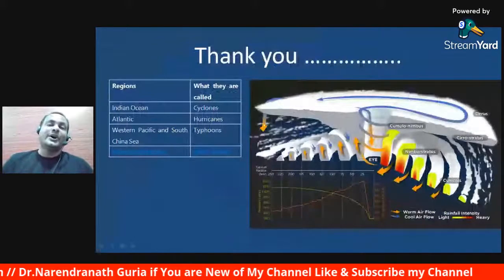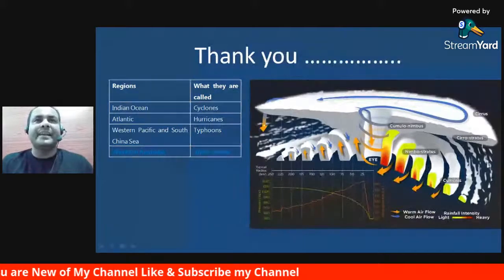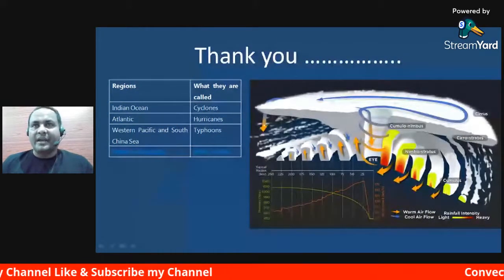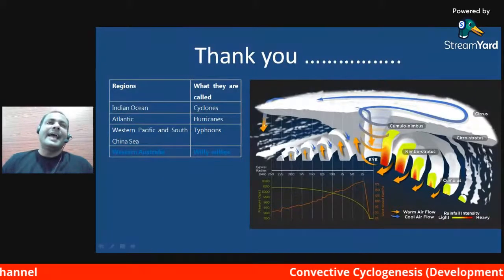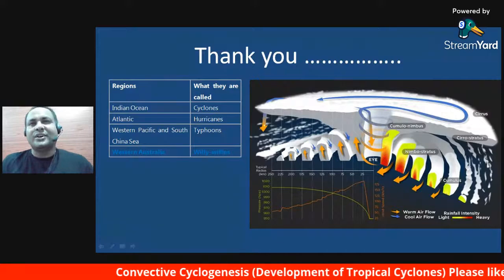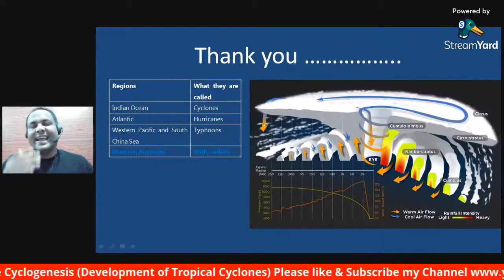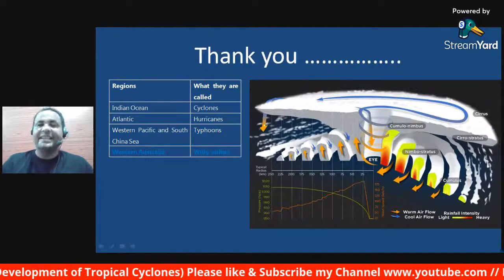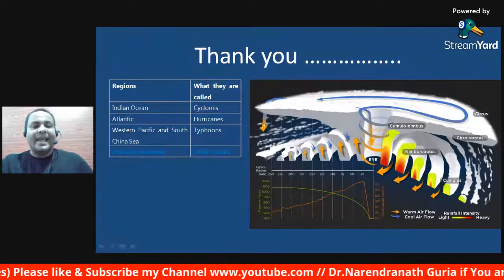Basically, there are different regions. In the Indian Ocean they are called cyclones, in the Atlantic Ocean they are called hurricanes, in the Western Pacific they are called typhoons, and in the China Sea they are also called typhoons. In Western Australia they are called Willy-Willy. That is today's session topic.